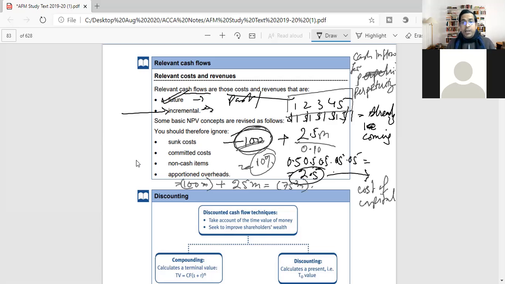It looks great that 2.5 million will come in perpetuity, and it is great to use this, but you can make a loss on this as well if the initial outlay is huge.